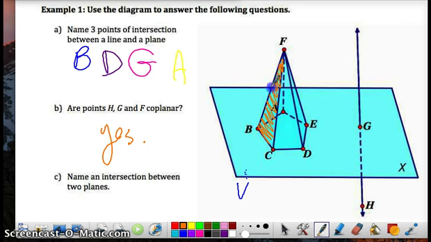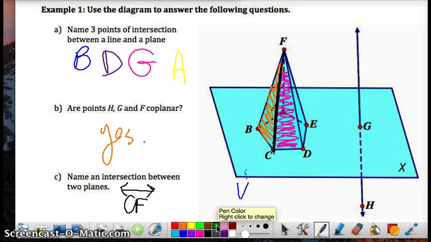plane BCF intersects plane CDF. So these 2 triangles, they're both planes because they're 3 non-collinear points. And where do those 2 triangles intersect? Well, they intersect here at CF. The planes, remember, go on infinitely, so you have to indicate with the line. An intersection between the orange plane and the purple plane would be line CF.